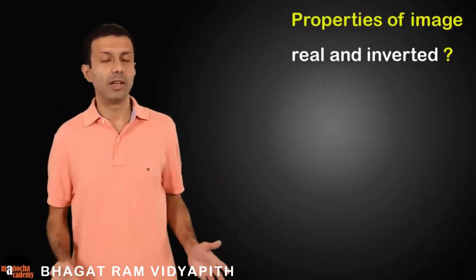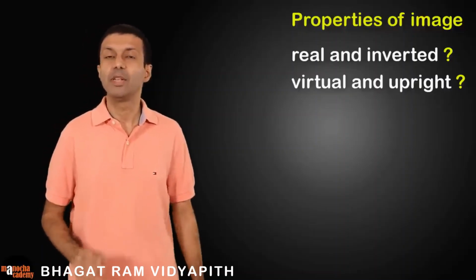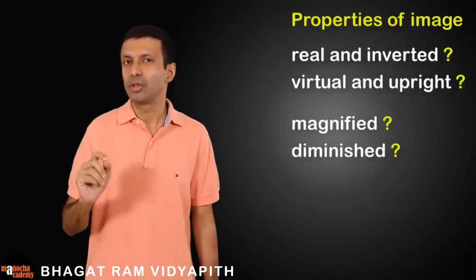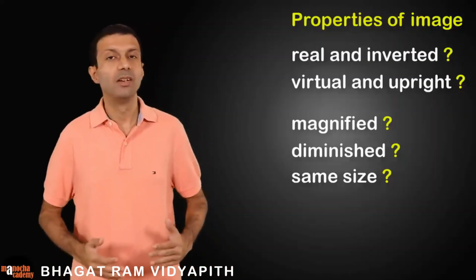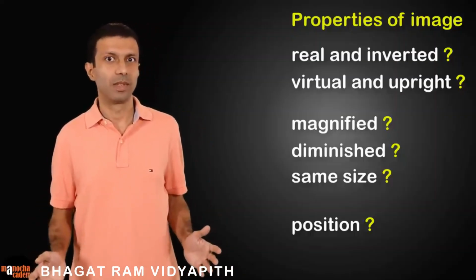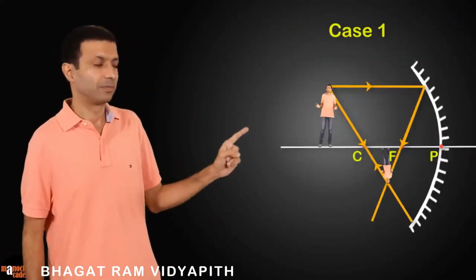Is the image real and inverted, or is it virtual and upright? Is the image magnified, diminished, or is it the same size as the object? And what is the position of the image? So let's see what are the properties of the image for case 1.